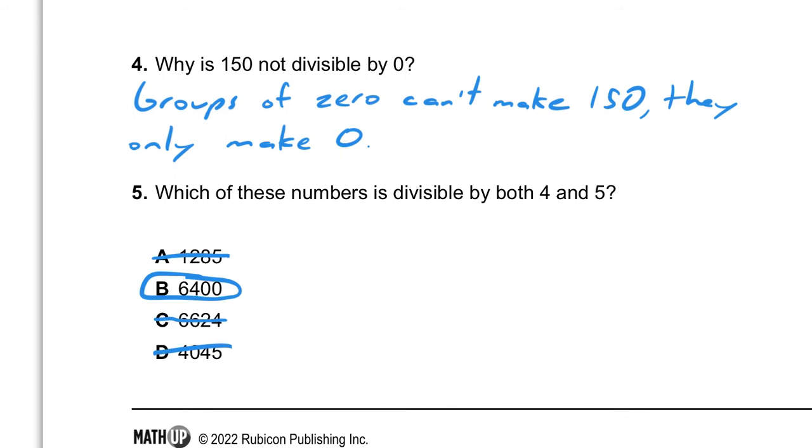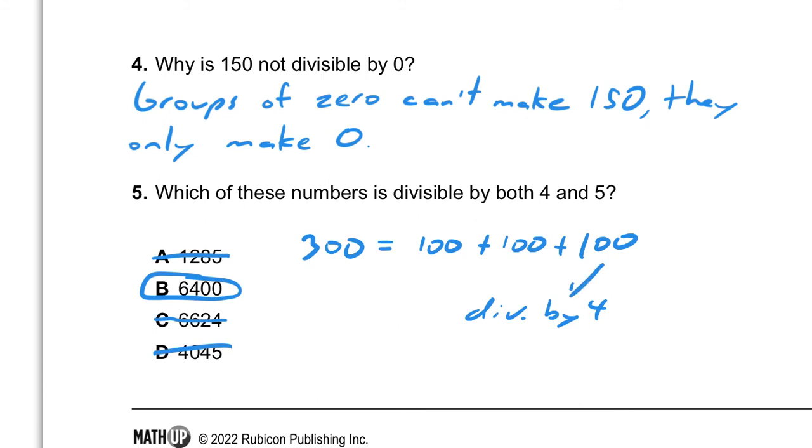So we know that 100 is divisible by 4 because it's 25 groups of 4, or 4 groups of 25. So knowing that, we know that a number like 300, which is just 100 plus 100 plus 100, if each of these is divisible by 4, right? This is divisible by 4, this is divisible by 4, this is divisible by 4, then this whole number should be divisible by 4 as well, and it is.